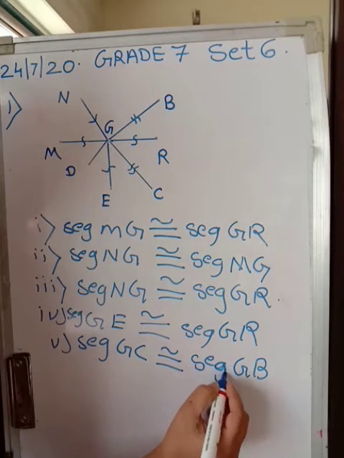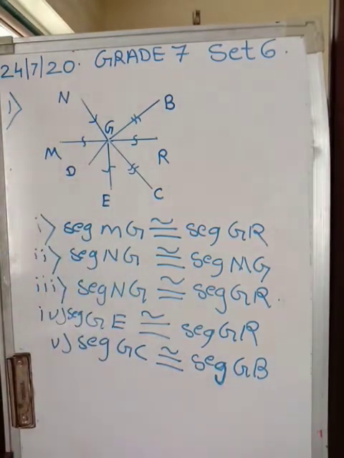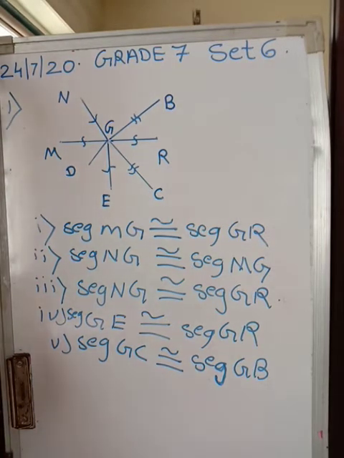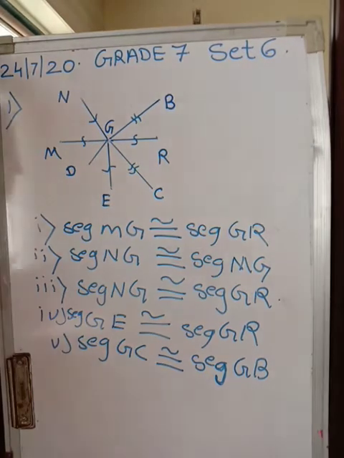Okay. So I think 4 pairs are asked, but we can write 5 also. I hope the concept is clear. Shall we go for the second question now? Okay, let's move on to the second question.